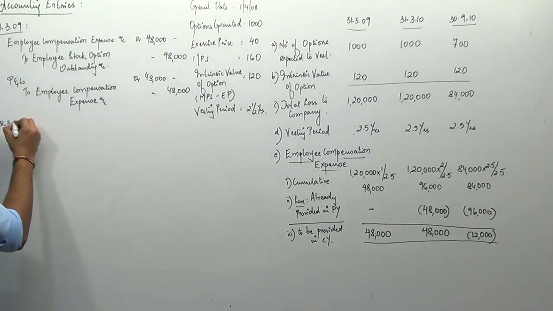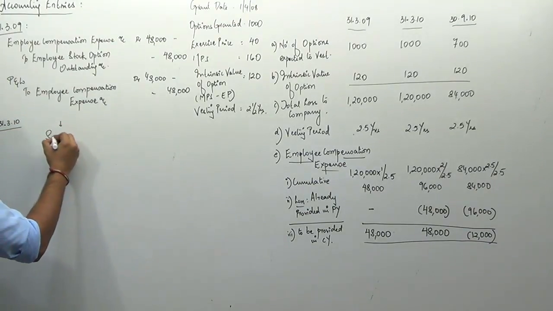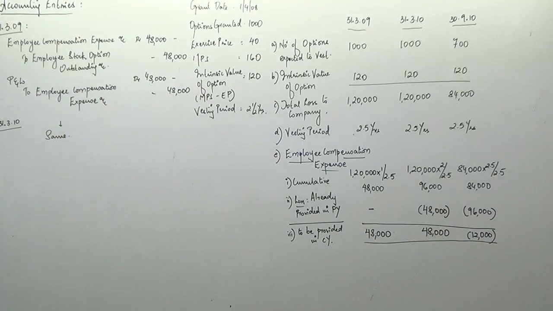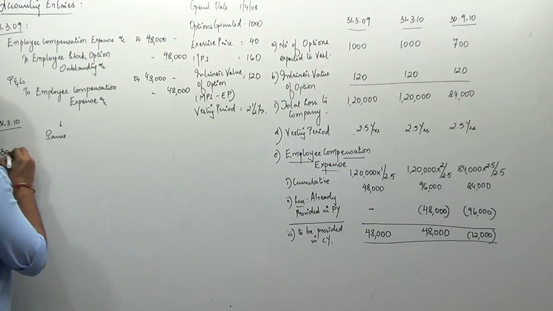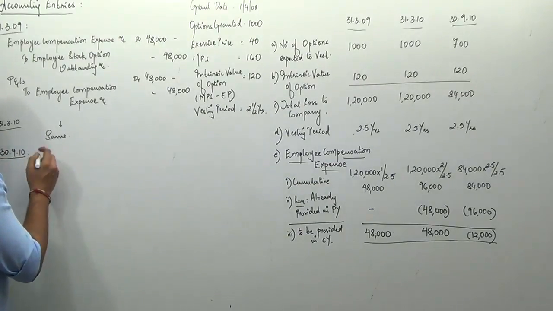The entries will be the same on 31st March 2010. Same two entries. Record the entries, guys, both the entries again. My next entry date is 30th September 2010. I have a negative provision. So write off the provision.